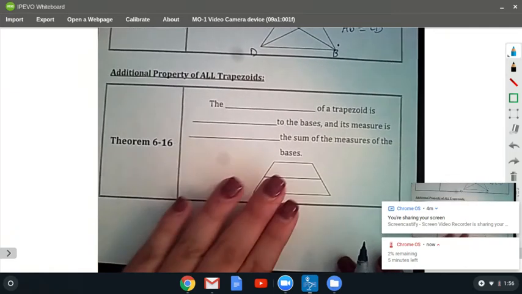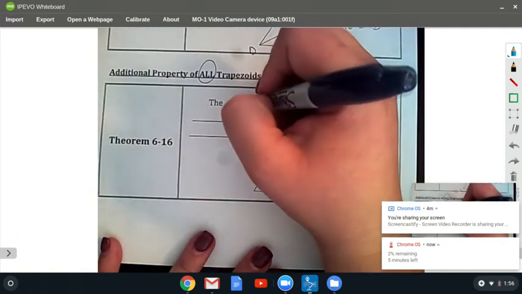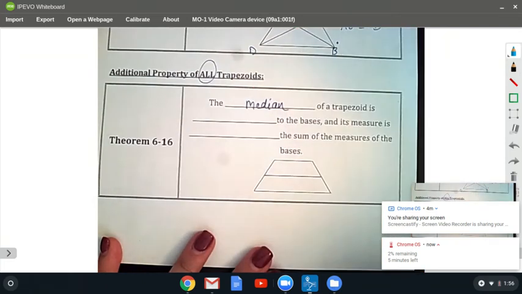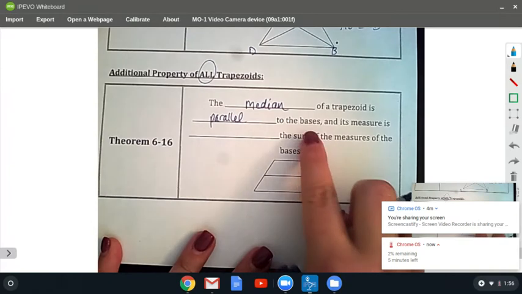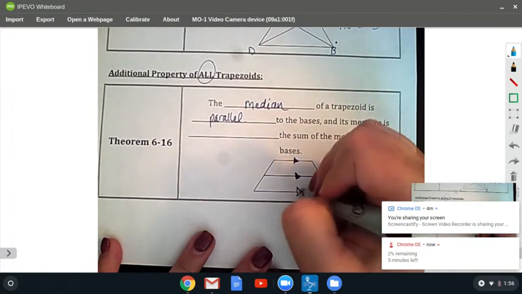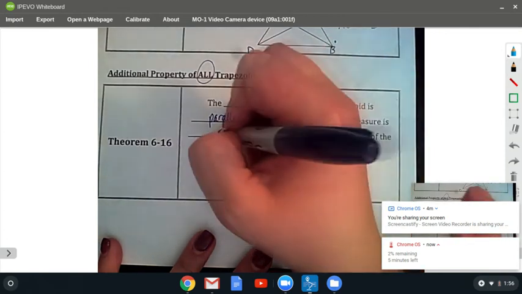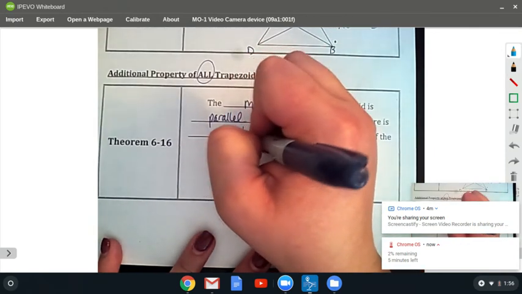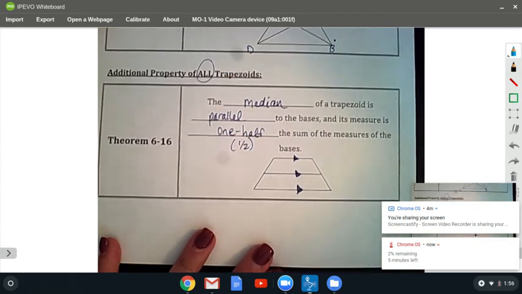Okay, lastly, this is a property that's for any trapezoid, all trapezoids. The median of a trapezoid is parallel to the bases. So this is parallel, that's parallel to each other. And its measure is 1/2 the sum of the measures of the bases.